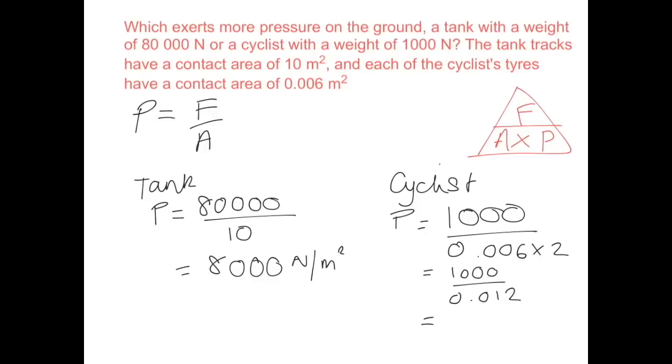And the answer here is 83,333 newtons per metre squared. So, as you can see, it's obvious that the cyclist exerts more pressure, because their pressure is 83,333. So make sure you write that the cyclist is the answer.